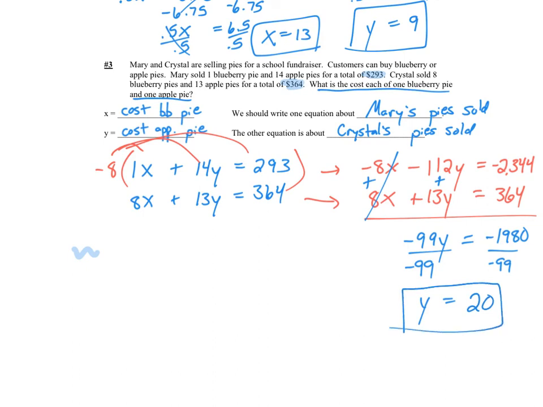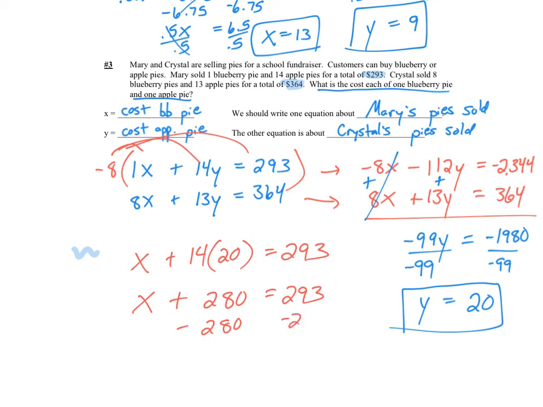Once you find y, you go back and find x by plugging in one of the equations. I'm going to take the top equation. So x plus 14 times 20 equals 293. x plus 14 times 20 is 280. How do you get rid of a plus 280? We subtract it. We end up with x equals 13. So it looks like it is $13 for a blueberry pie and $20 for the cost of an apple pie.